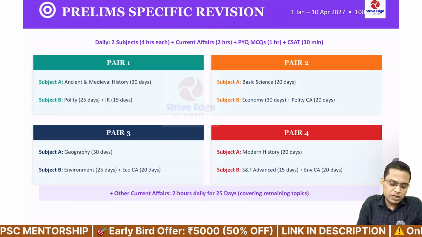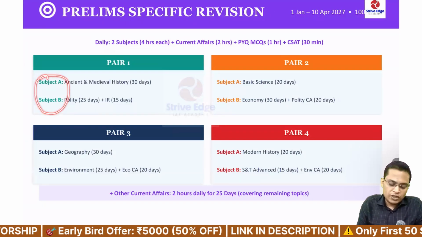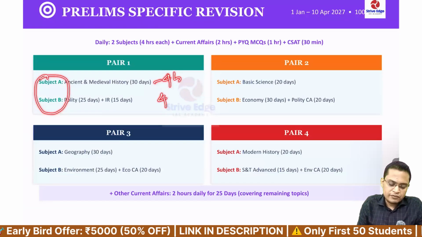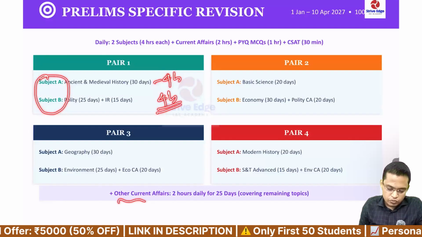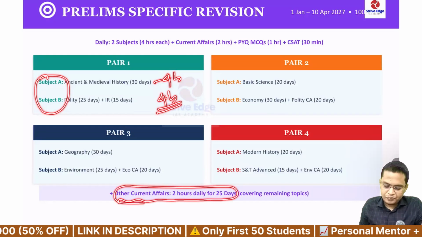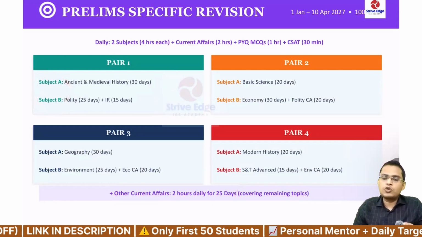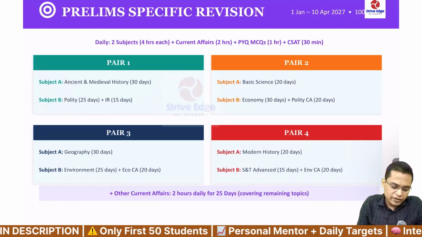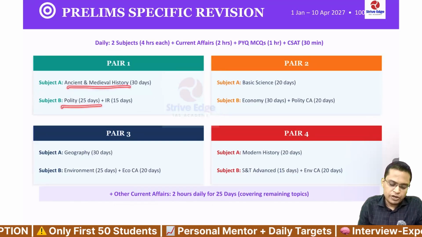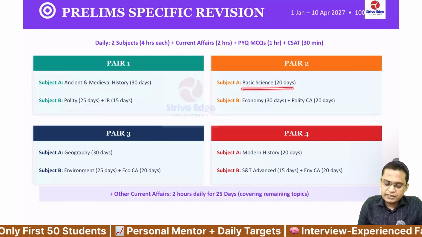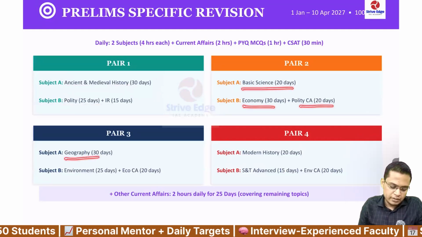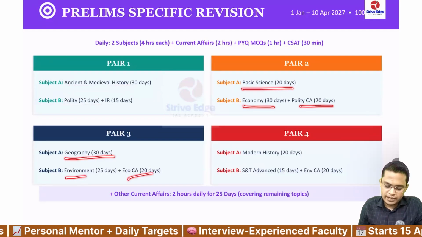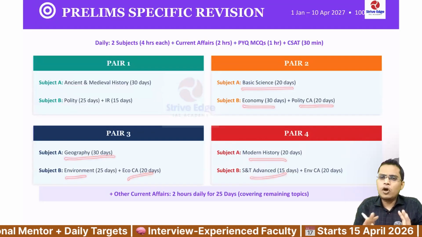Here you have to start two subjects at a time. One subject 4 hours, another subject 4 hours. Plus you have to do 2 hours of daily current affairs reading. Then practice some mock tests also, practice some CSAT also. I have given an example: you can club ancient and medieval with polity and IR, then basic science with economy and polity current affairs, then geography, environment, economy, current affairs. So like that you have to club two subjects.